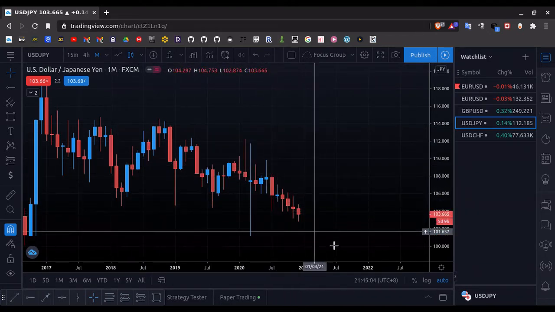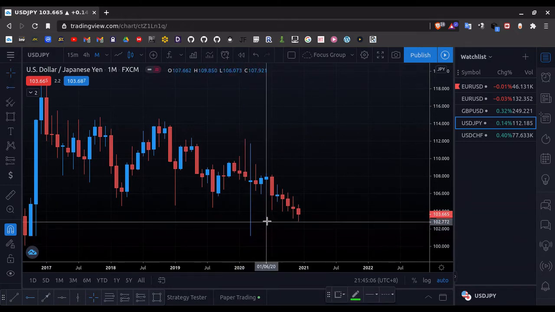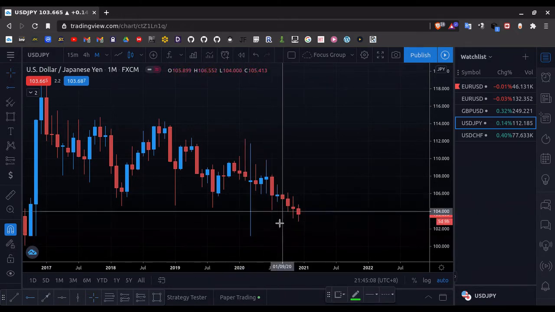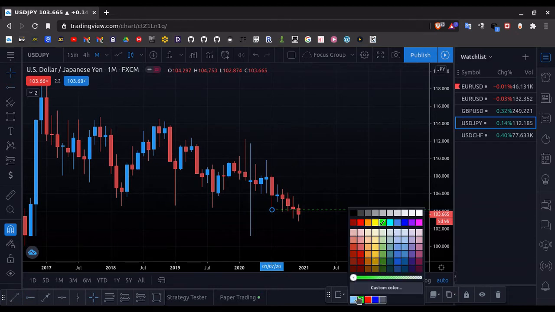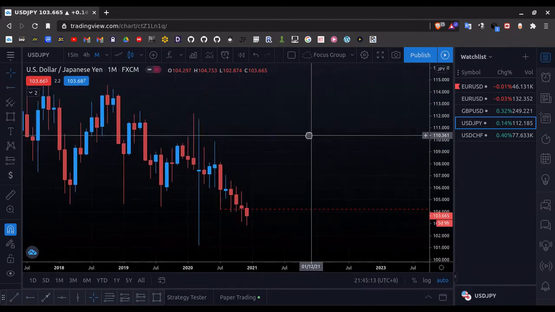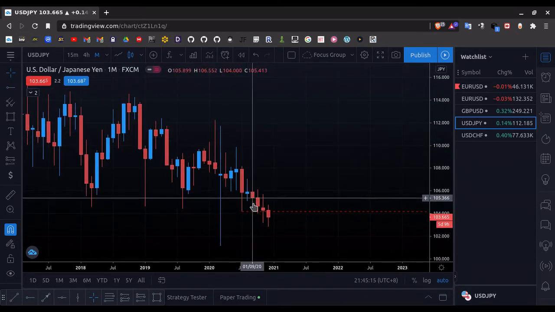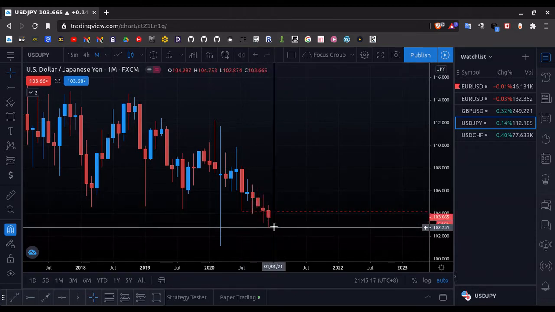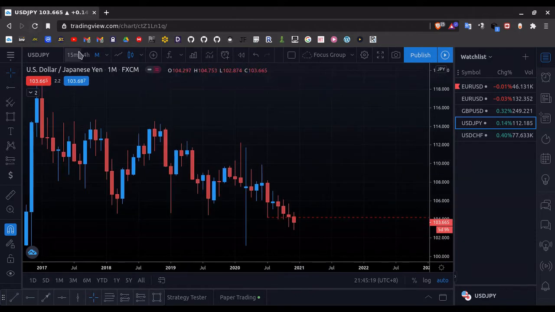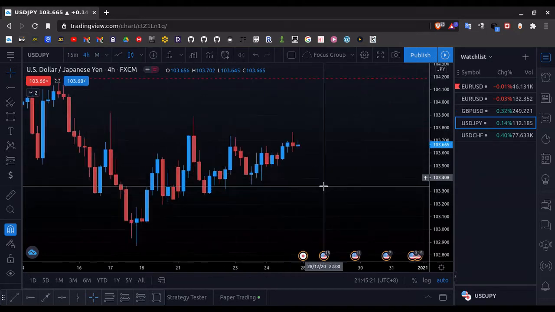A swing here was broken to the downside. Change that to red, indicating bearishness. As you can see, there was a swing here, it was broken, and now it just continues to move down. So basically the monthly is bearish for us on the UJ.